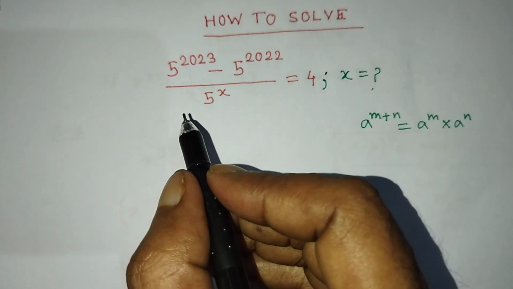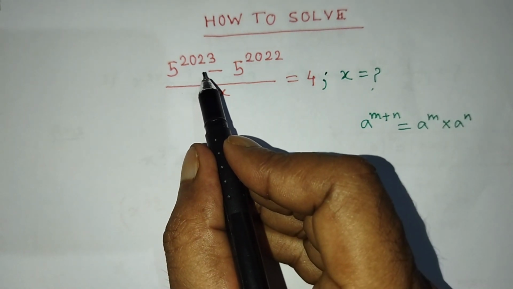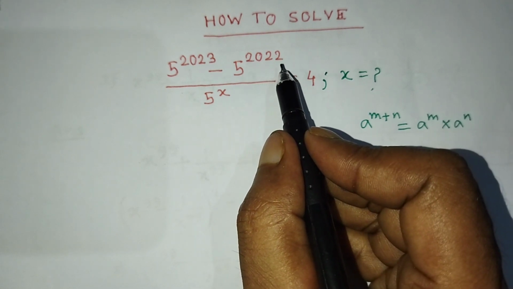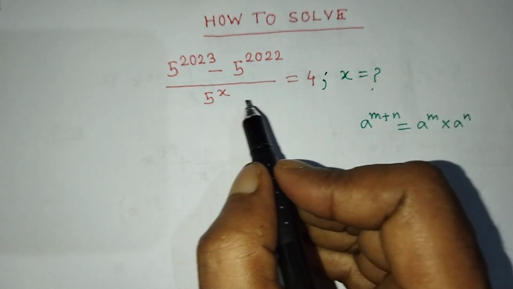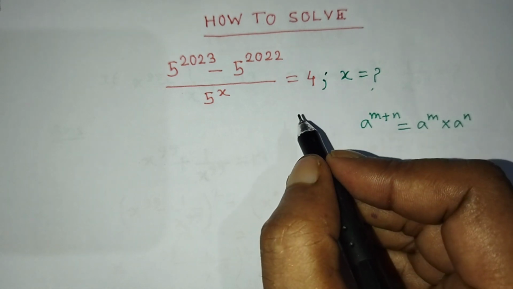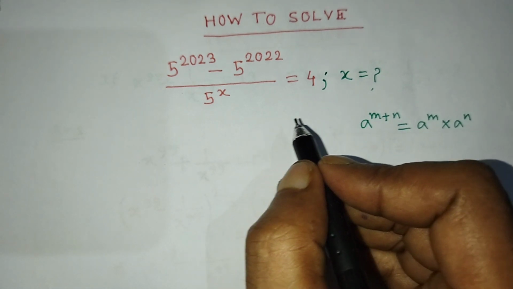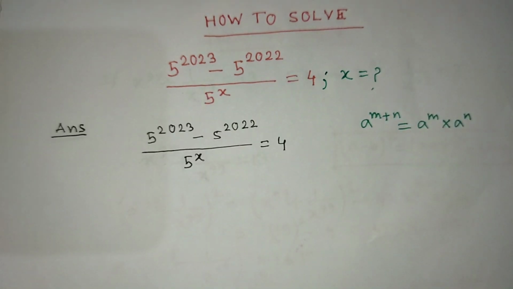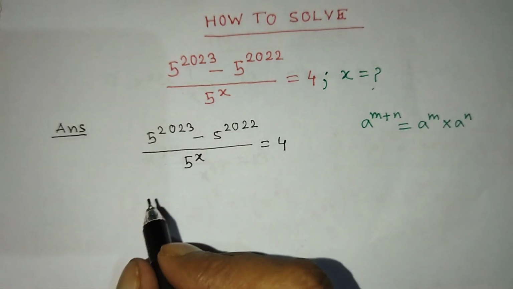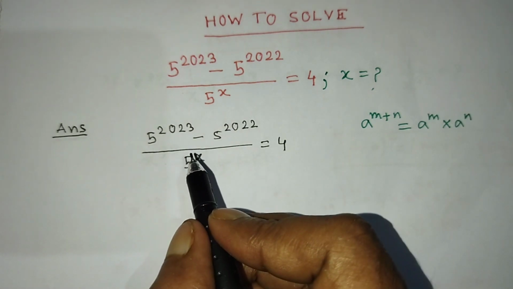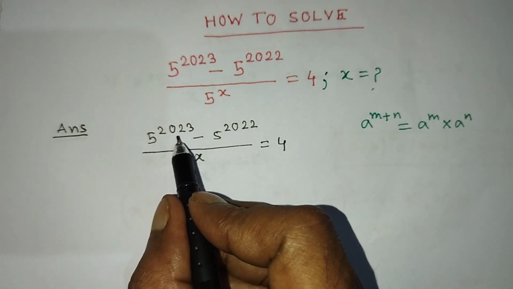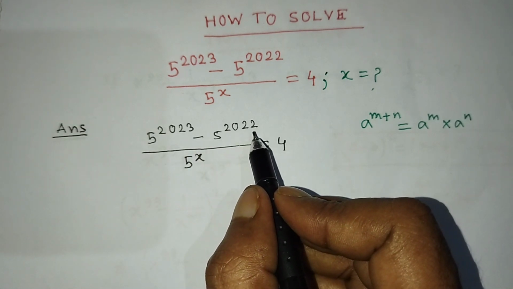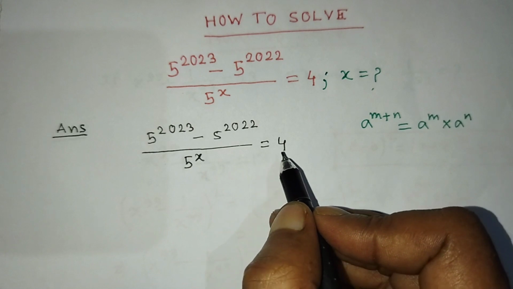So my dear student, today our question is (5^2023 − 5^2022) / 5^x = 4. So student, in this video I will tell you how to find the value of x from this algebraic equation. So student, our given equation is (5^2023 − 5^2022) / 5^x = 4.